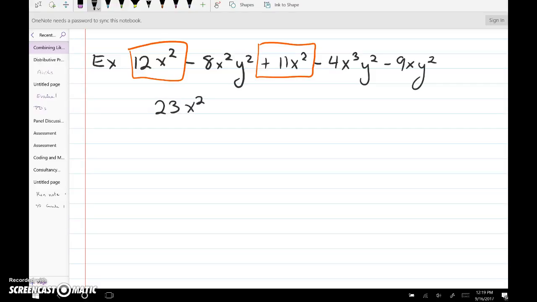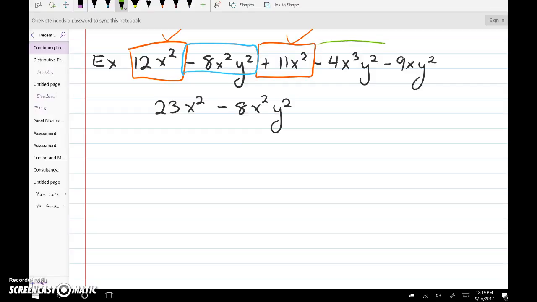Okay, on to the next term. I'm going to use blue now. I have a negative 8x squared y squared. Do I have anything else that has an x squared y squared? Well, we kind of took care of these two already. Here's a negative 4x to the third. Nope, my x's don't match up. And then a 9x, again, the x's don't match up. So, can't do anything with that. Let's just write it on down. Negative 8x squared y squared.